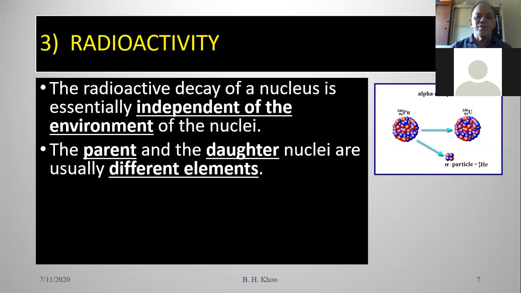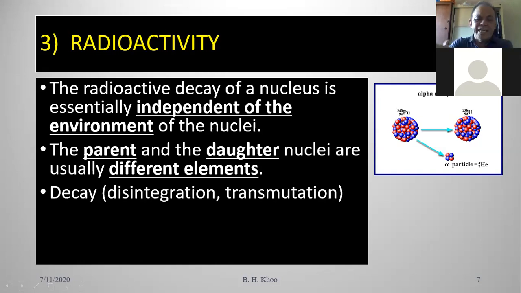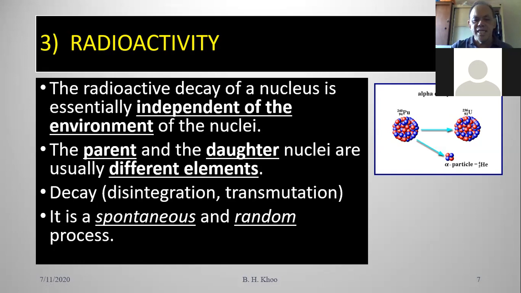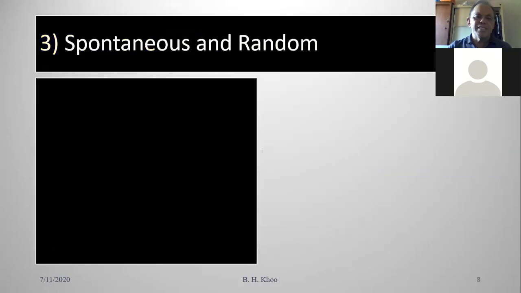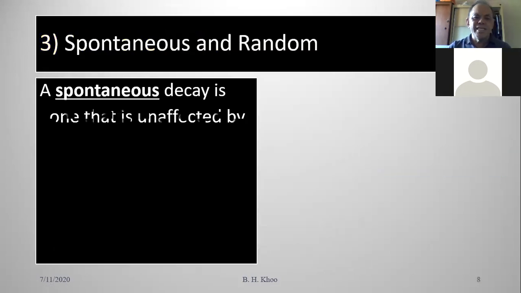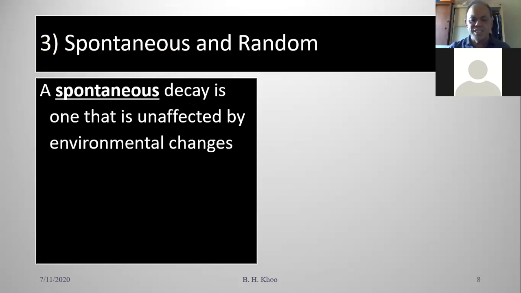The parent and daughter nuclei are usually different elements. These two, plutonium and uranium, are different, not the same element. Sometimes you use the word decay, disintegration, or transmutation; they mean the same thing. And it is spontaneous and random. These two terms you need to remember for your exam. Spontaneous and random.